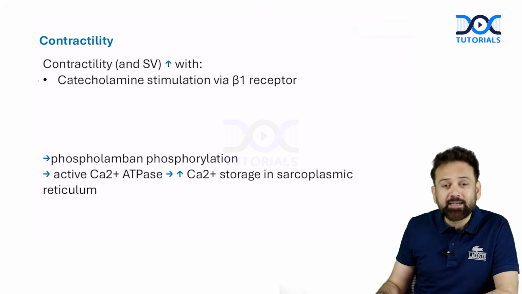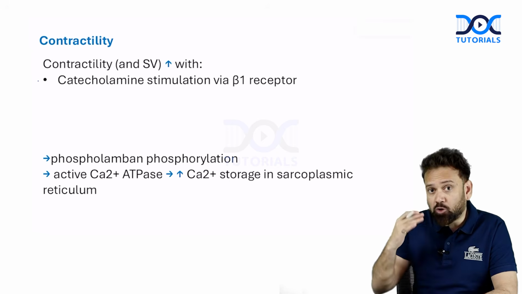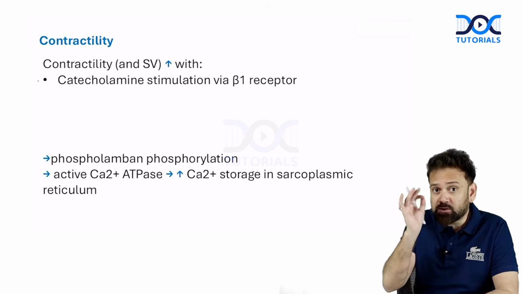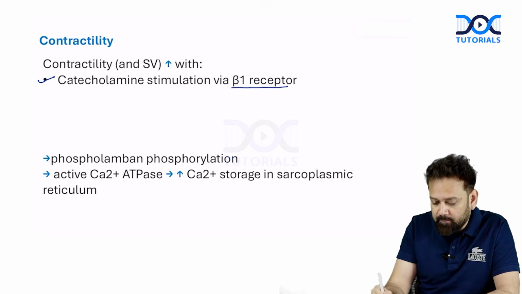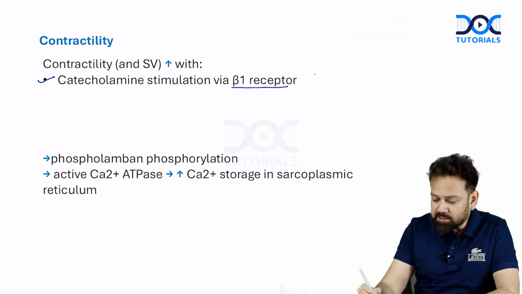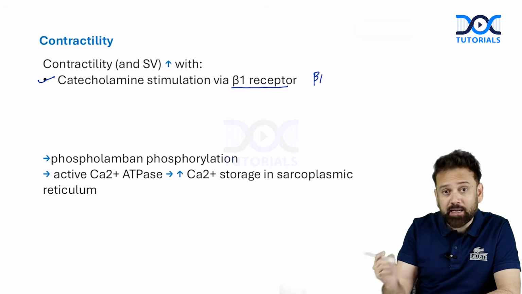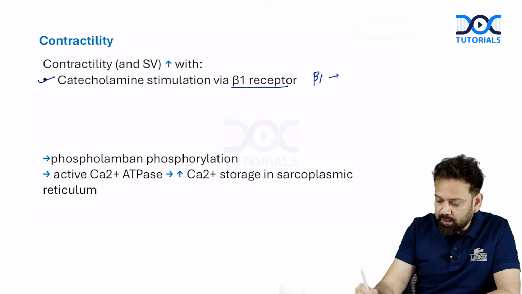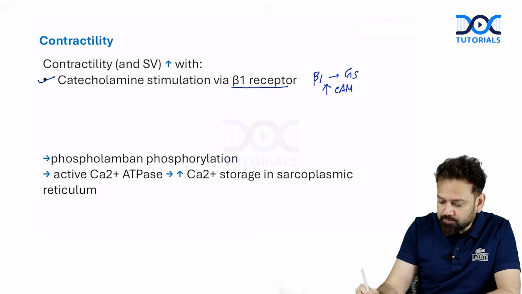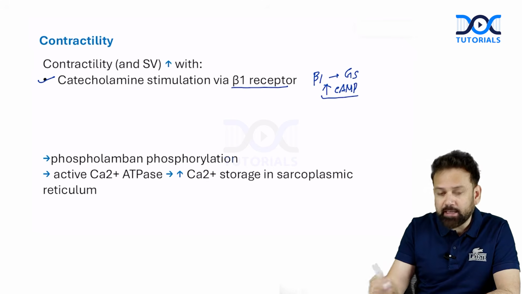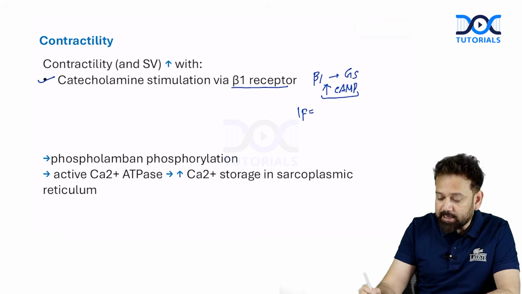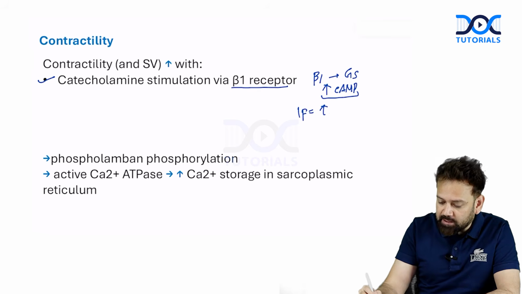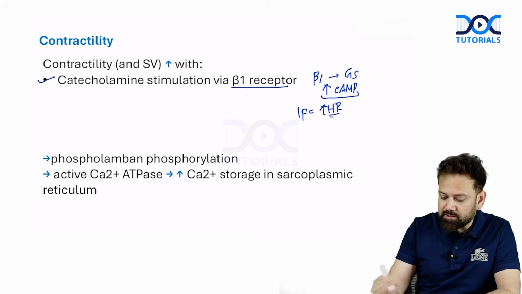Okay, now contractility and stroke volume. Because of contractility, stroke volume will also increase. Why? Catecholamine stimulation via beta 1 receptor. What is beta 1 receptor? If you remember, in the electrical activity of heart chapter, in the cardiac muscle, it is G stimulatory. It was increasing cyclic AMP. And you know, the funny current was cyclic AMP dependent. So that was increasing the heart rate.